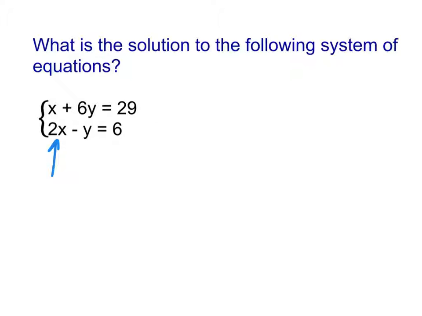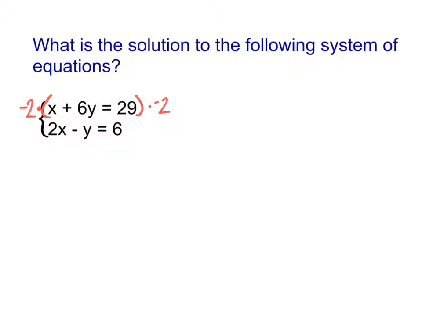So what then would I multiply it by to make it into a negative 2x? Negative 2, yeah. And so I'm going to be multiplying that equation by negative 2. Now notice I said that equation. That means everything in that equation on both sides is getting multiplied by negative 2.